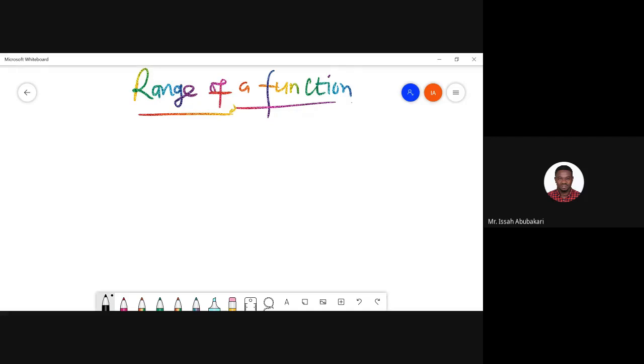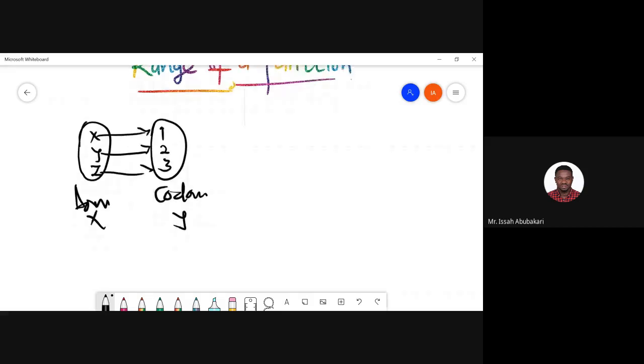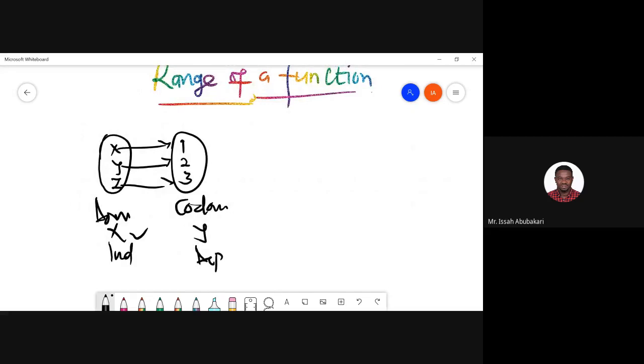Do you remember that when we have something like this, we said this one is the domain and this is the codomain, right? And also this is the X values and this is the Y values. The last name we also gave to this was, this is independent and this is what? Dependent. All right. So in the same vein, we know the domain is what? X values. And the codomain is what? Y values.